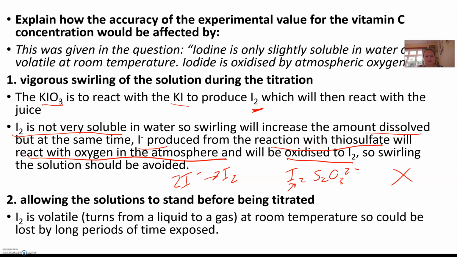So let me know if that doesn't make sense. The next part says allowing the solutions to stand before being titrated. It's never a good time to leave titrations for long periods. In particular, it did say that I2 is volatile, and if I2 is volatile, you're going to lose some of your I2 before it can be accounted for in the titration, which is going to make your value for Vit-C incorrect.